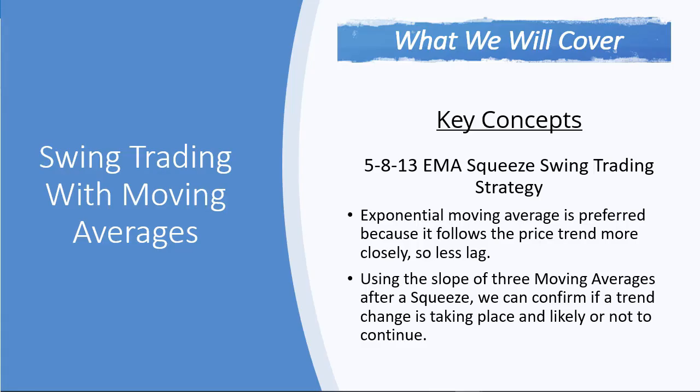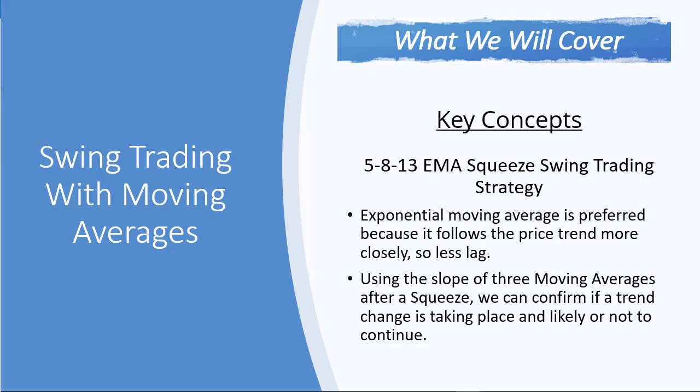So, some key concepts for the EMA squeeze swing trading strategy. It uses exponential moving averages, and they are preferred if you are a swing trader because they follow price a little more closely, so there's less lag. Now with moving averages, there's going to be lag anyway. Moving averages are trend indicators, they're not reversal signals. With any moving average, whether it's a simple, exponential, or weighted, there is going to be lag. But with an EMA, because more weight is put towards more recent prices in the look-back period, there is a little less lag. It hugs price a little more closely.